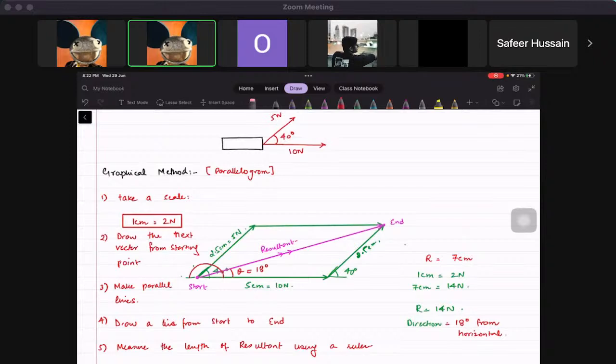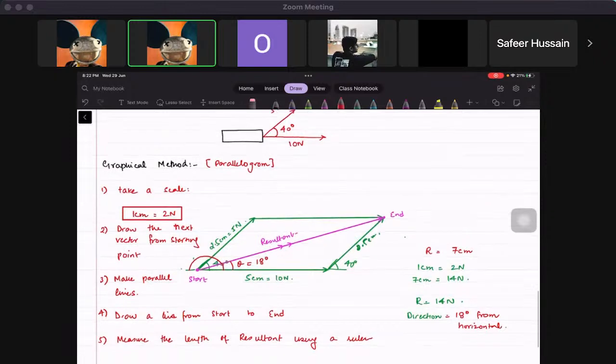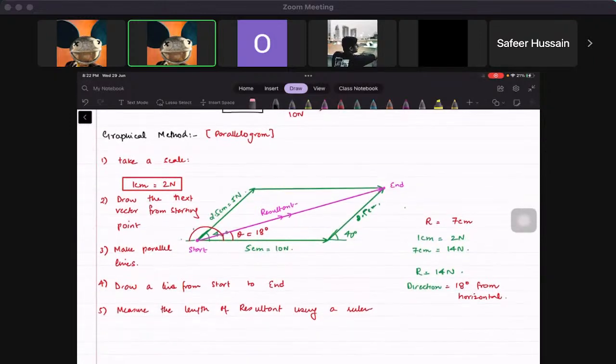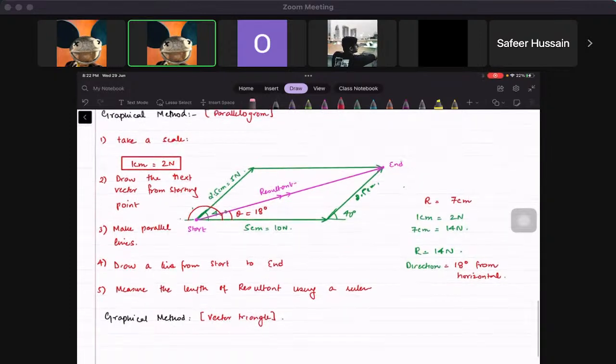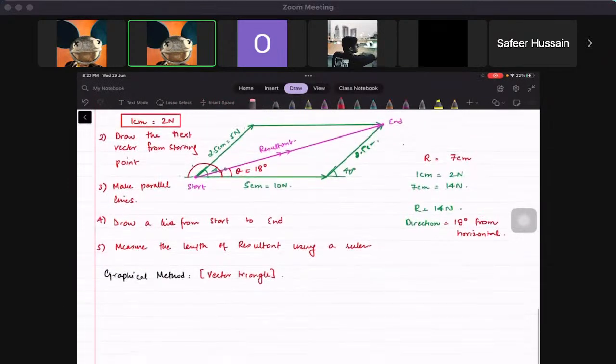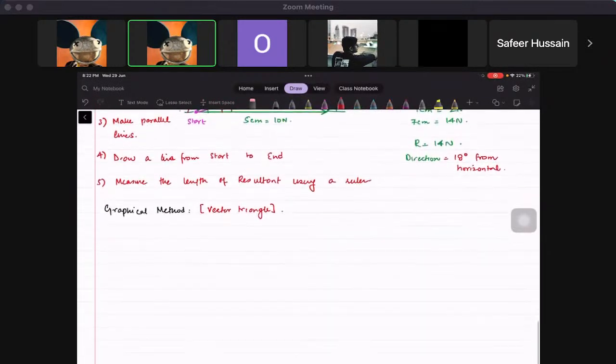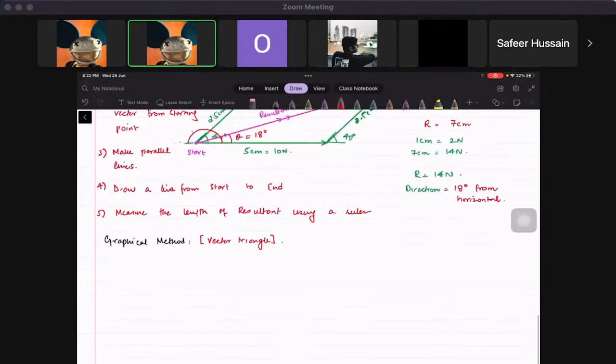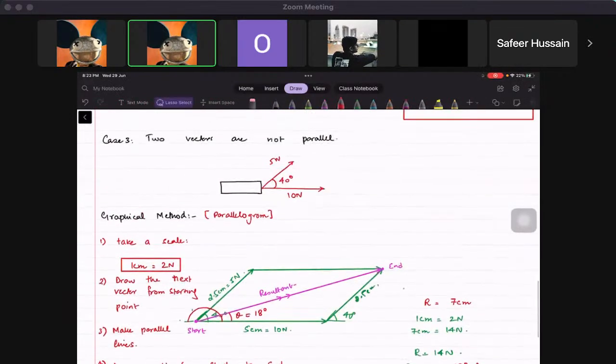Okay, now the next method that we have to use graphically is the vector triangle, like I told you. Some of you might have done it, some of you might have skipped it, because in O level some teachers prefer this over the parallelogram. So we're going to take the same example, right? Let's copy it to save some time.